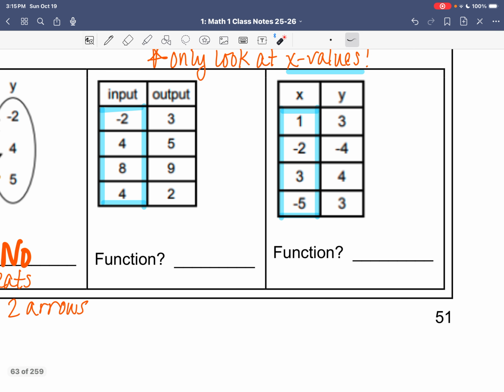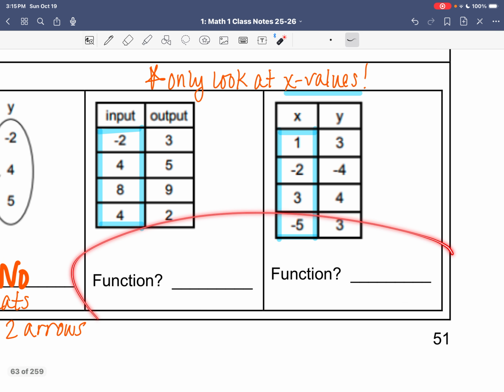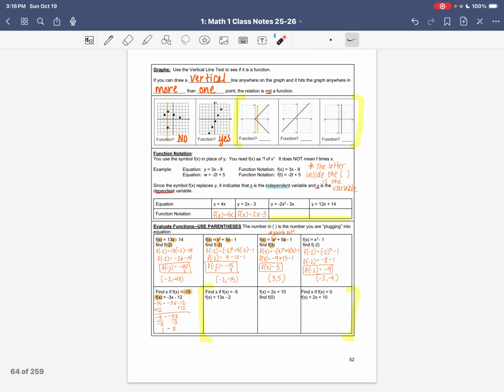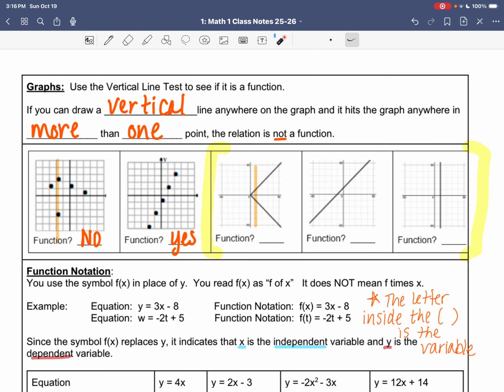All right, so I want you to go through and determine if these are functions, and remember to only look at the x values. So y's could repeat for a function, but x's cannot repeat. All right, now let's talk about graphs.